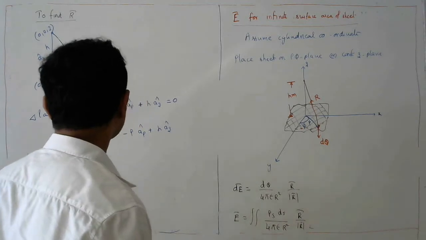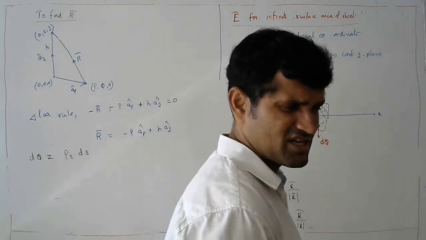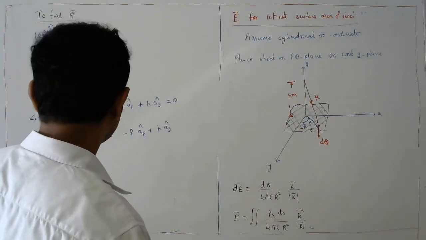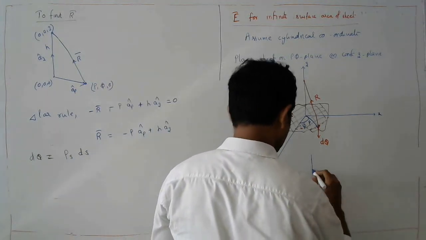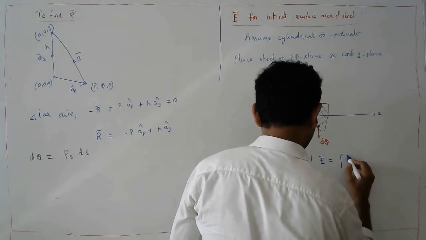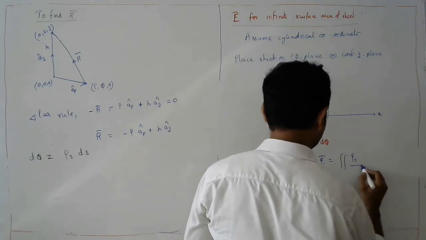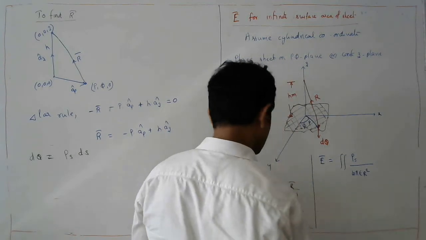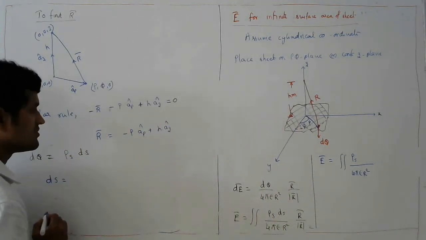So what is this r we derived here? Rho into a rho cap plus z into a z cap. Now this equation I can write as E bar is equal to the integration of rho s into ds by 4 pi epsilon into r square. We have the expression for ds.